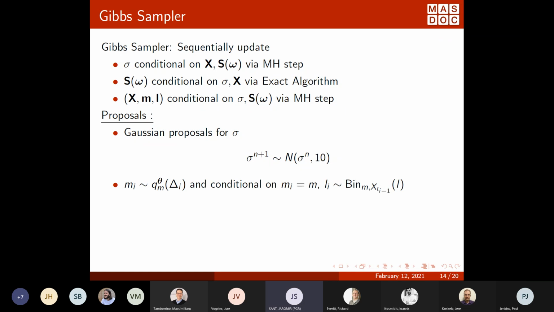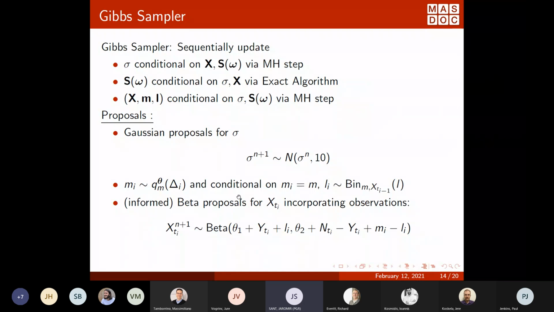We also have to get proposals for these MNLs, and this is just going to be in the same way we had it for the exact simulation. We're going to draw our MIs according to this QM theta, and conditional on that, draw an LI, which is going to be a binomial draw. And then we're going to be using informed beta proposals for XTI. And when I say informed, I just mean that now we're reflecting the data into our proposal distribution over there.